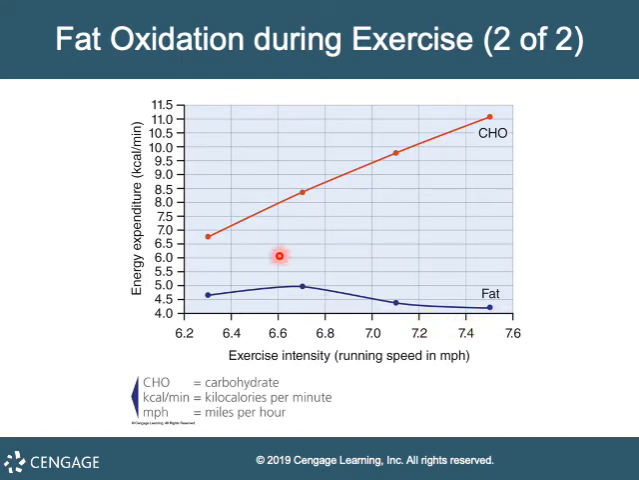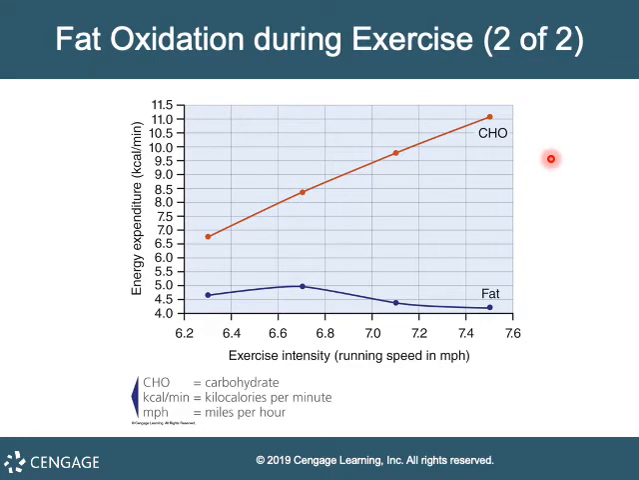But note that the better trained the athlete, the more efficient they can be utilizing fat for fuel, even at higher intensities. So let's say this individual utilized fat at this level. Well, an individual who is better trained might be able to utilize fat at a higher level. And that's one of the beneficial adaptations of training, that you become more efficient at using fat for fuel and therefore can spare your carbohydrate or spare your muscle glycogen.